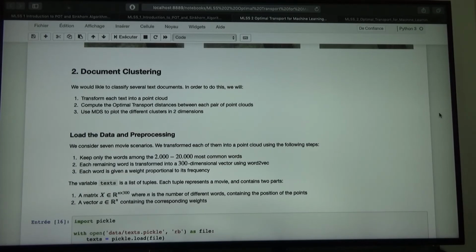Yes? Sorry, Simplex, and I missed it. You get rid of the first 2,000 words, which is a lot, because a normal stop word list is like 30 words.